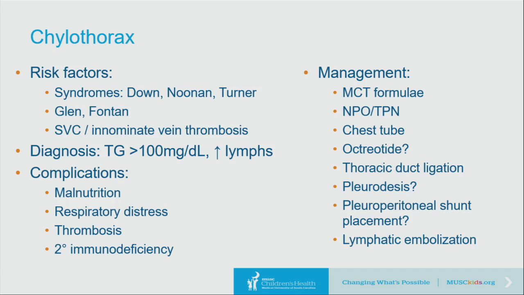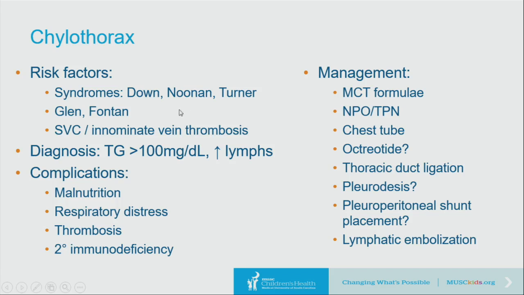Another postoperative complication that we not rarely encounter is chylothorax. I listed some risk factors on there. Syndromes, particularly Turner syndrome, can be problematic. Patients who've got elevated innominate vein pressure, typically the Glenns and Fontans, but also a patient who has postoperative right-sided heart failure would be at higher risk because the thoracic duct drains into the innominate vein on the left side of the chest. And then obviously patients who've got clots either in their SVC or their innominate vein that causes back pressure into that thoracic duct.